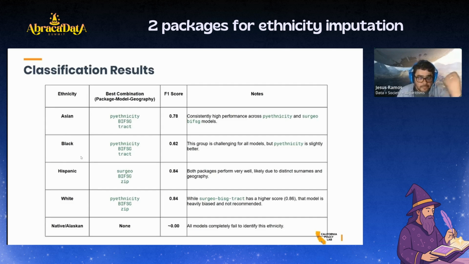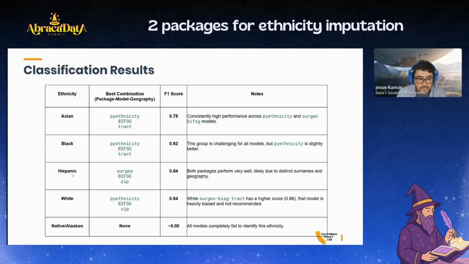Now, for individuals self-reporting as belonging to the Black ethnicity, this is hard. We get an F1 score of 0.62. And again, neither of these packages nor models, I guess informed by the priors that we have, are good at identifying individuals that have self-reported as Black. It was challenging for all models, all packages. All of them were terrible.